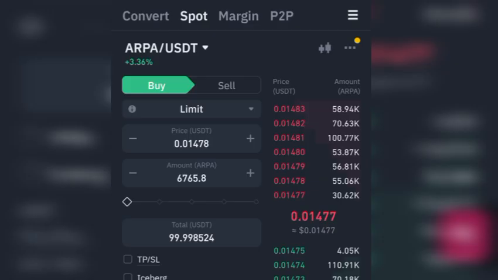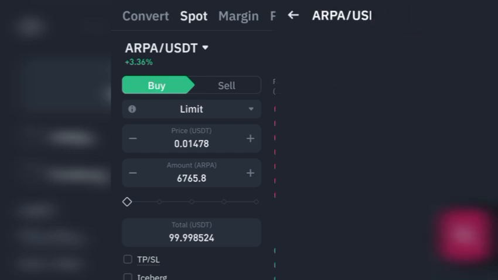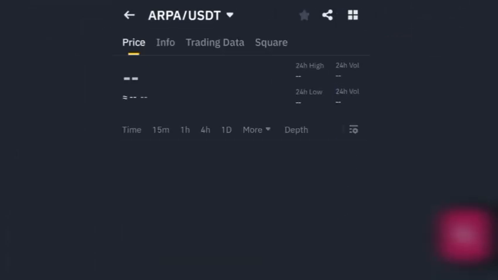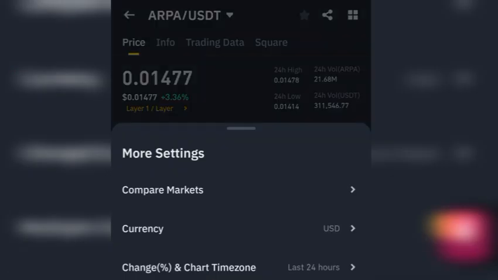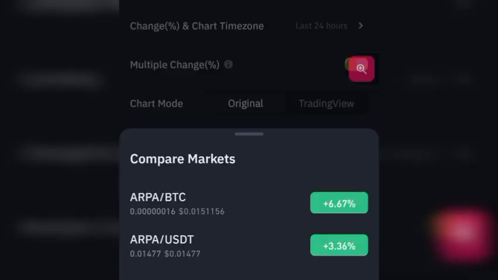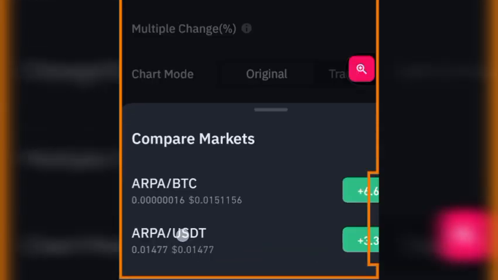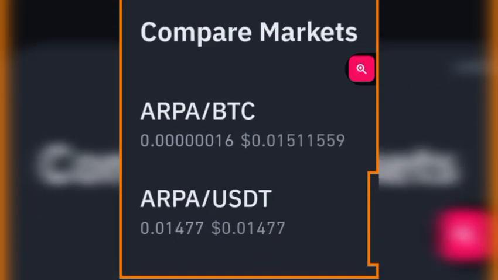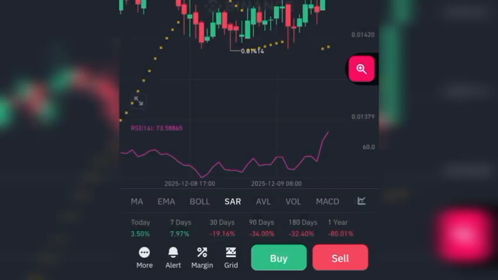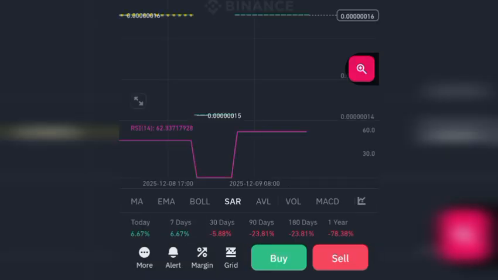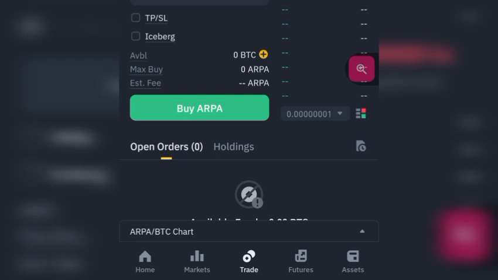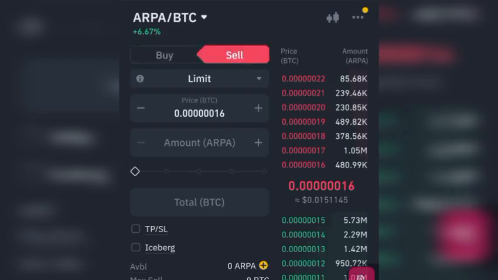And then what am I doing? Let's go back and check for ARPA BTC. So this is ARPA BTC. Let's be sure that that is still good. It is still good. So we're going to click on ARPA BTC, and then we come in here. This time around, what are we doing? We are selling. So we click on sell, and then you paste that ARPA in here.